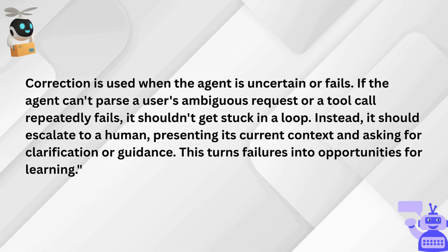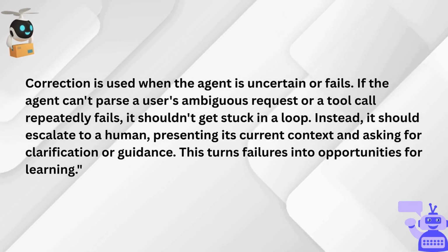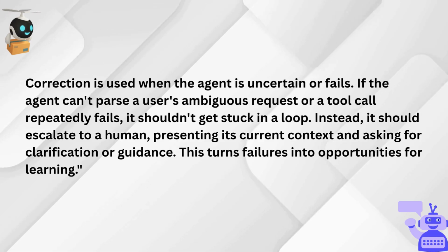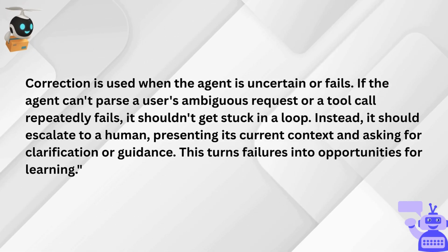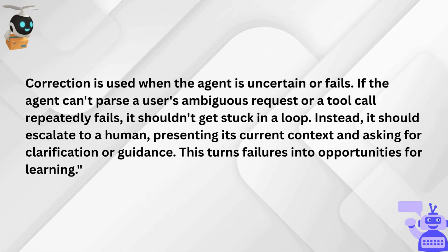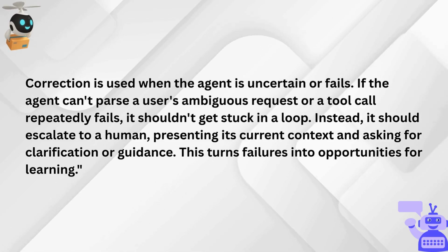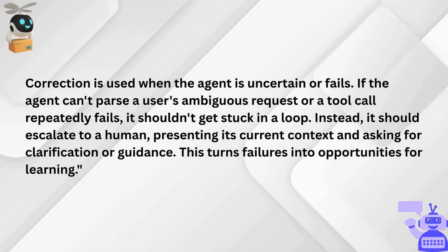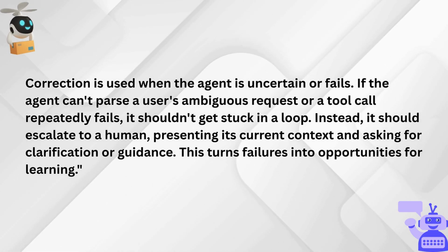Second, correction is used when the agent is uncertain or fails. If the agent can't parse a user's ambiguous request or a tool call repeatedly fails, it shouldn't get stuck in a loop. Instead, it should escalate to a human, presenting its current context and asking for clarification or guidance. This turns failures into opportunities for learning.